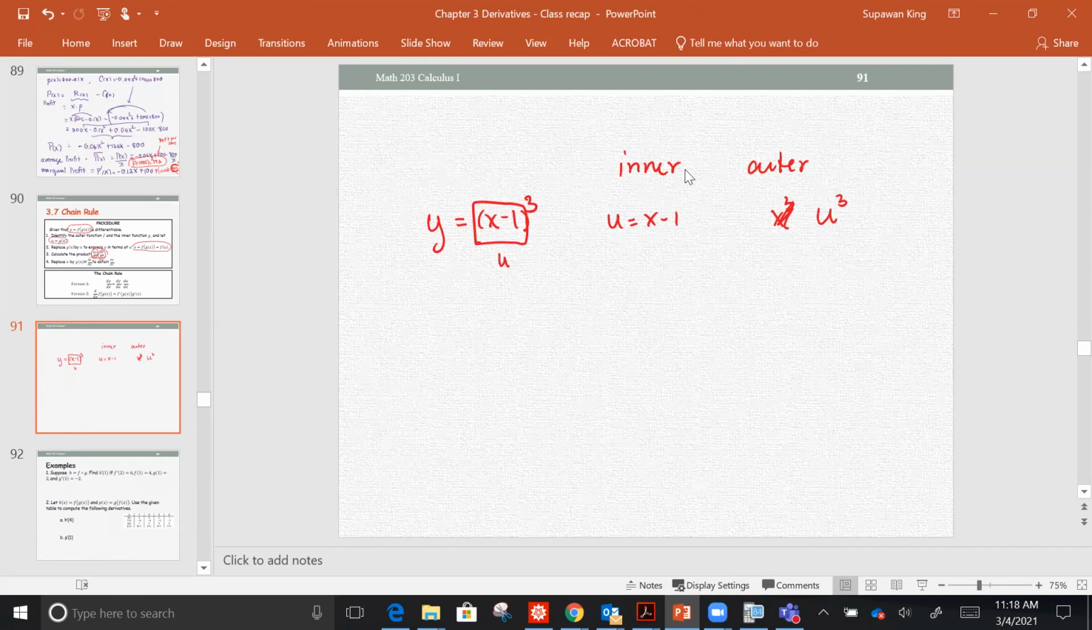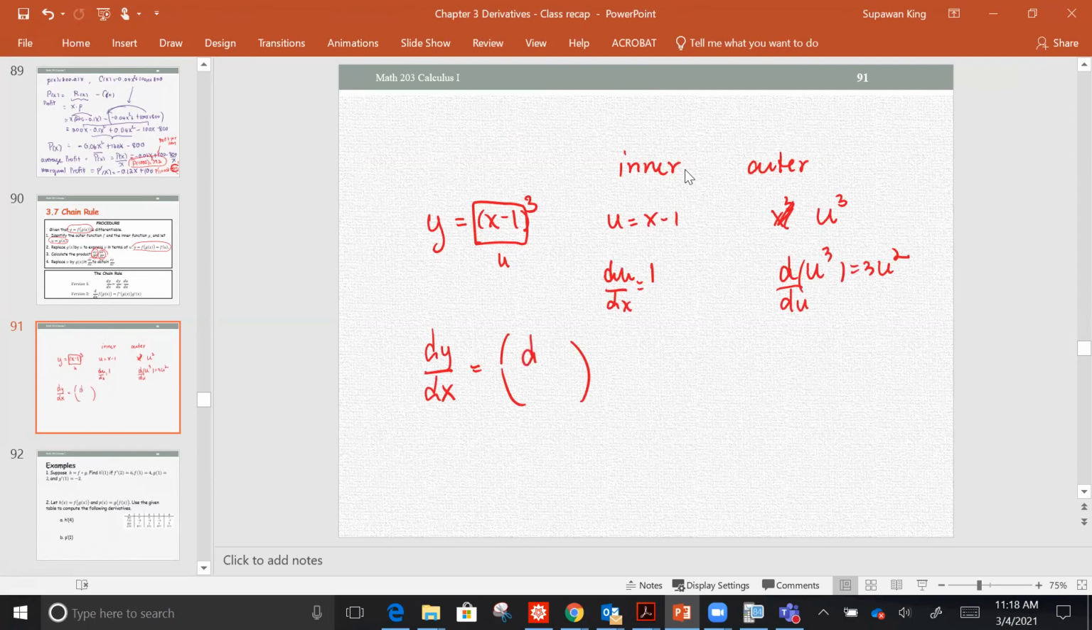And the derivative of the inner is 1, right? du/dx equals 1. And the derivative of the outer function, the derivative of u to the third with respect to u, is 3u squared. So to find the derivative of y with respect to x is the product of the derivative of the inner times the derivative of the outer. But usually we do the outer first, which is the derivative of u to the third with respect to u, and multiply by the derivative of u with respect to x. So this one is from the outer, this one from the inner.